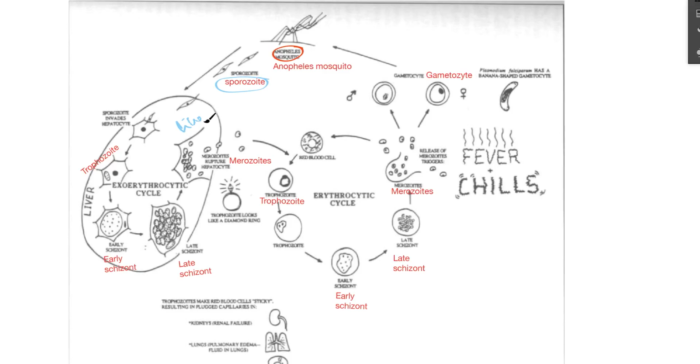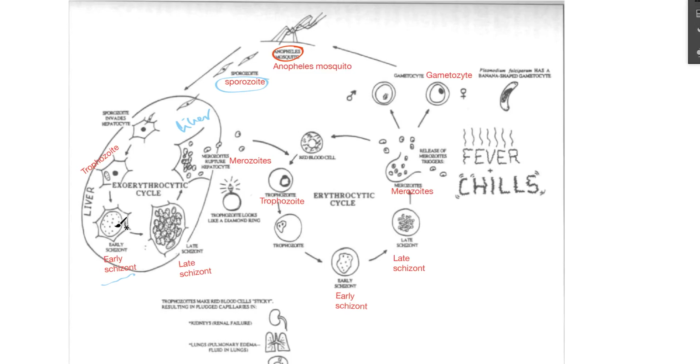Here is the liver. Then the sporozoite will enter the hepatocyte. In the hepatocyte, it will transform to the trophozoite. Here they will proliferate and replicate to form early schizont. Early schizont will transform to late schizont.